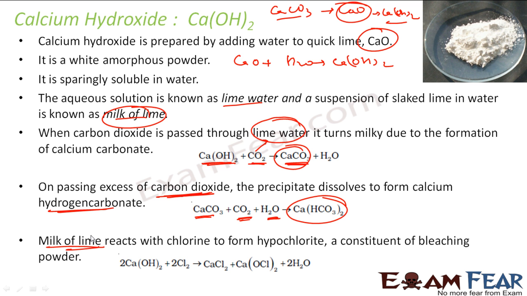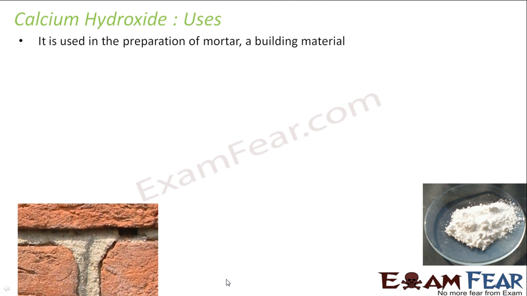Milk of lime, my Ca(OH)2, also reacts with chlorine to form hypochlorite, which is used for creating bleaching powder. Right? So Ca(OH)2, if you add chlorine, it gives calcium chloride and Ca(OCl)2, that is hypochlorite. There are a lot of uses for calcium hydroxide.